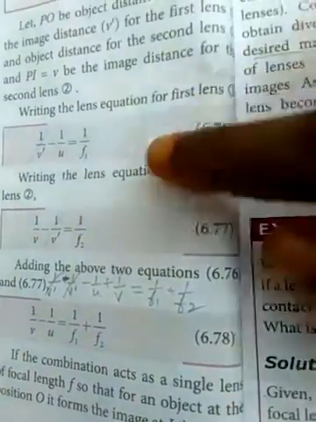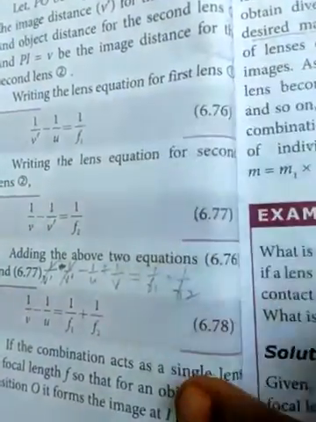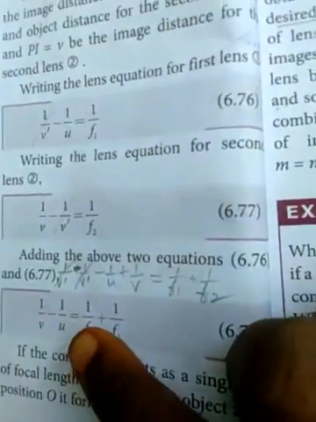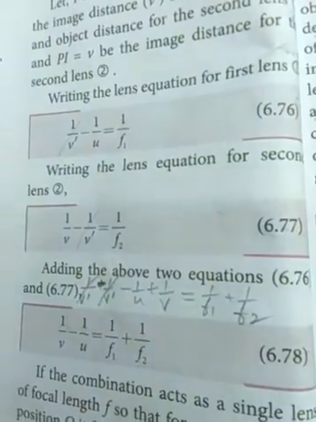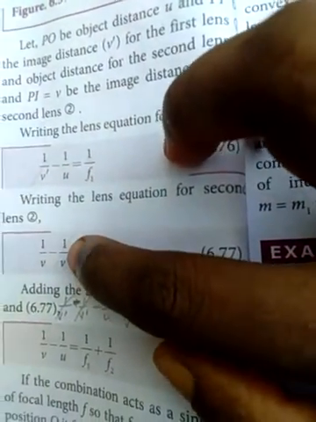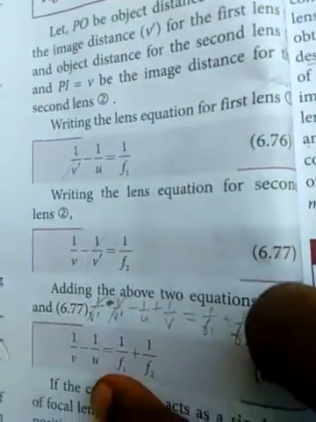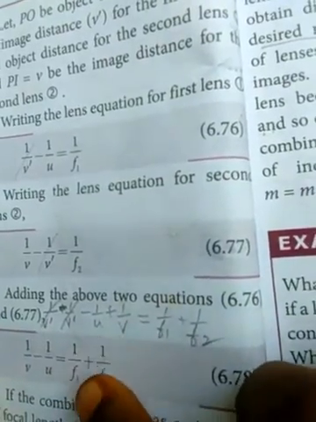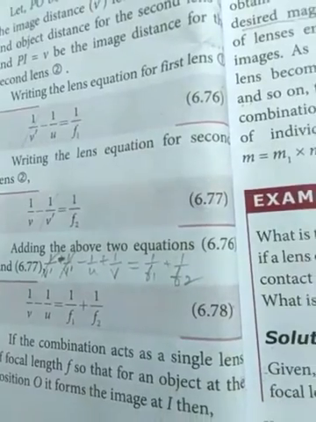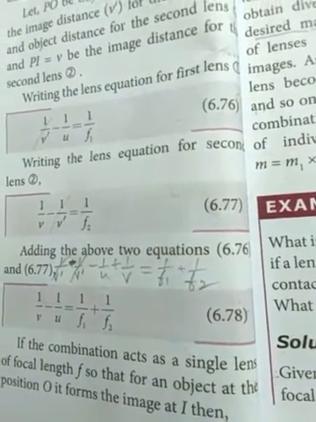Now you add both equations, the first lens and the second lens. The 1/v' terms have opposite signs, so they cancel. The balance is 1/v minus 1/u equal to 1/f1 plus 1/f2. This is the concluding equation. The combination acts as a single lens of focal length f.